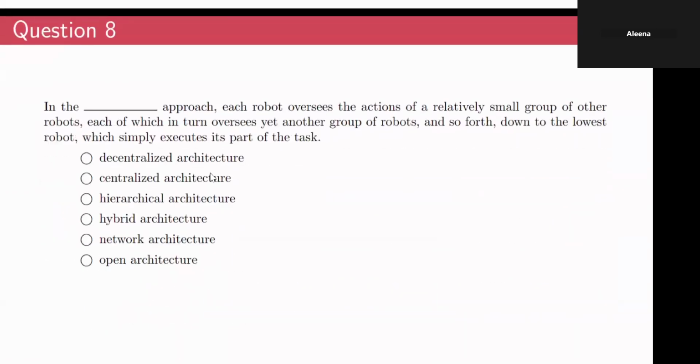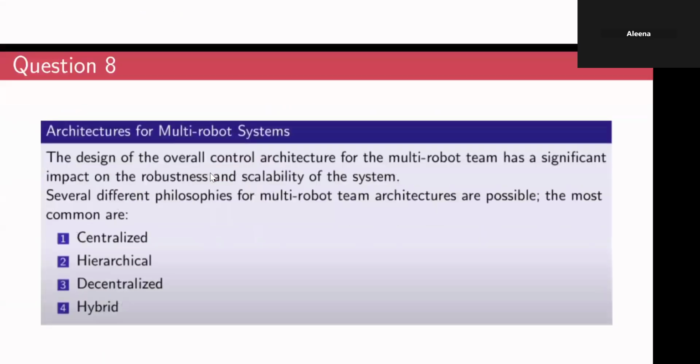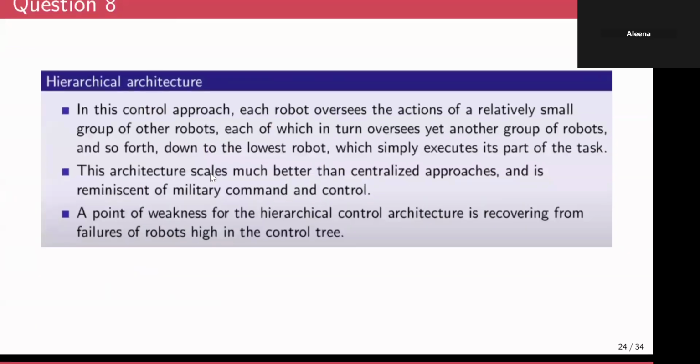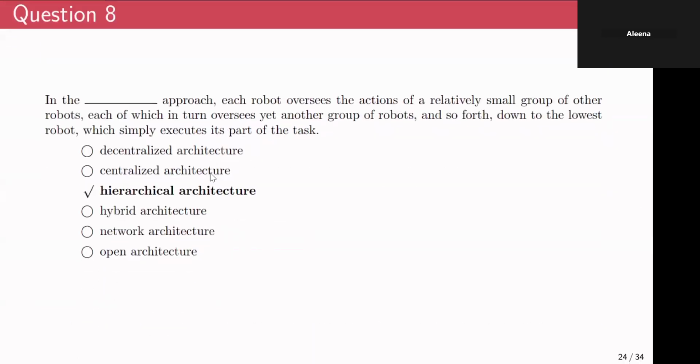And moving on to question 8. In one of the following approaches, each robot oversees the action of a relatively small group of other robots, each of which in turn oversees yet another group of robots, and so on, down to the lowest robot, which simply executes its part. Again, this is a straightforward definition of one of the control architectures. This is a straightforward definition of the hierarchical architecture. We can also compare it to how the military line of command is followed. We can all agree on that. The answer is indeed hierarchical architecture.